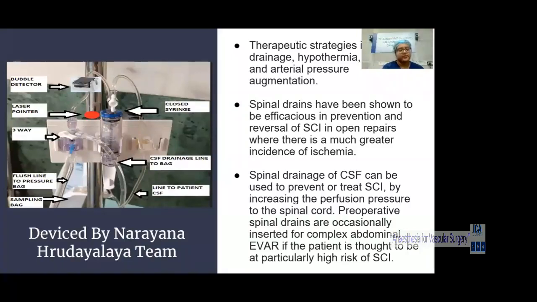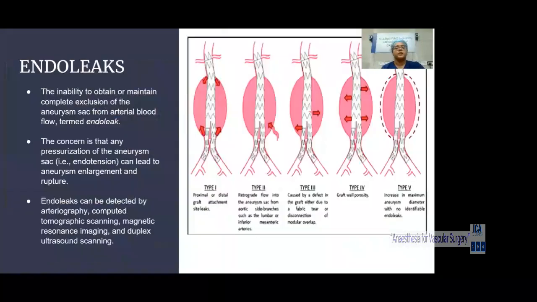This is a device devised by the Narayana Hrudalaya team, which ensures spinal drainage by avoiding excessive drain during the postoperative period, as the drain amount can be controlled by the anesthesiologist. However, the best way to prevent spinal cord ischemia is to maintain cardiac output and blood pressure.